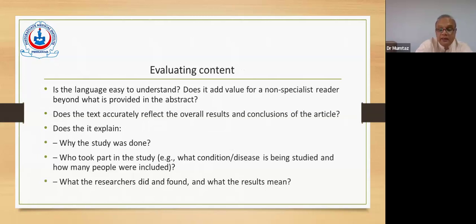Now, in terms of evaluating content, our language should be easy and understandable for non-specialists. Does the text accurately reflect the overall results and conclusions? Why was the study done? Is the purpose known or not? Do we know the participants? Yes. Okay, so you have to find out all these things. If these are explained well, the participants, the purpose, the objective, and everything, you have to address this. And of course, the results.